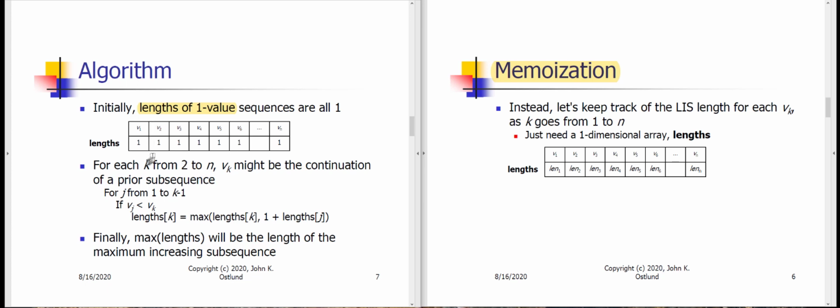Then, as we increase our subscript k, stepping through progressively longer portions of our original sequence, it might or might not be that the next value, v sub k, might be a continuation of some prior sequence. If we discover that v sub k is a continuation of a prior sequence, then the length of that subsequence, including v sub k, has to be 1 plus whatever the length of the prior subsequence was. Otherwise, it's just going to be 1.